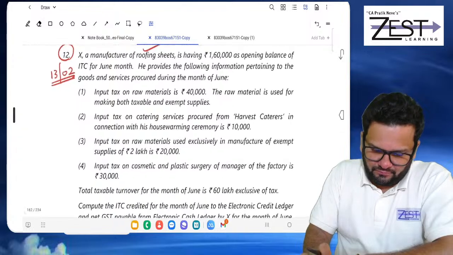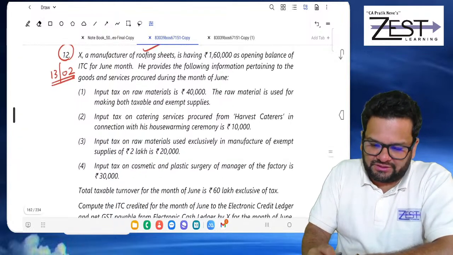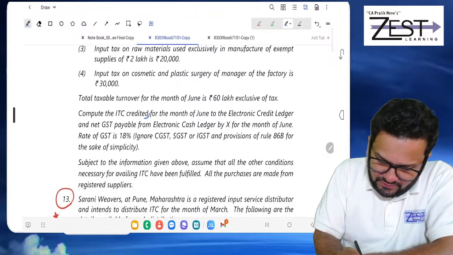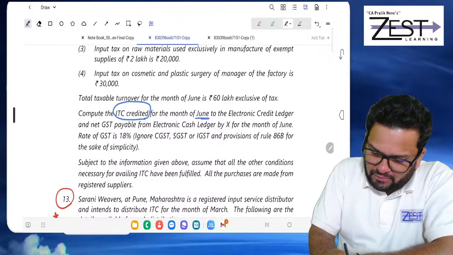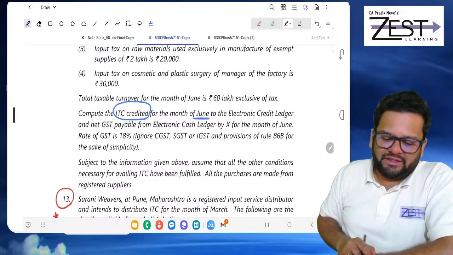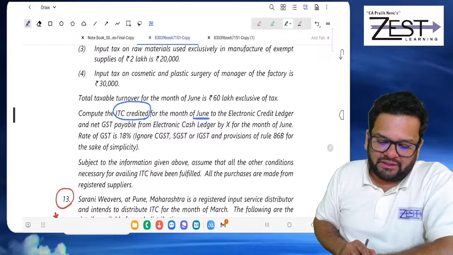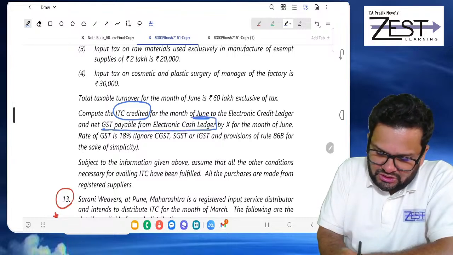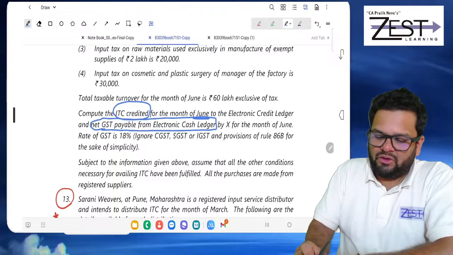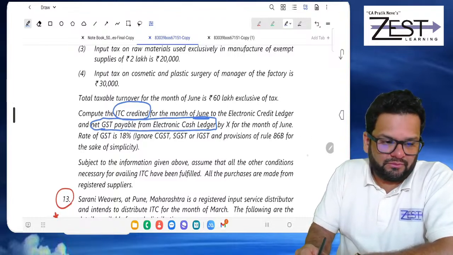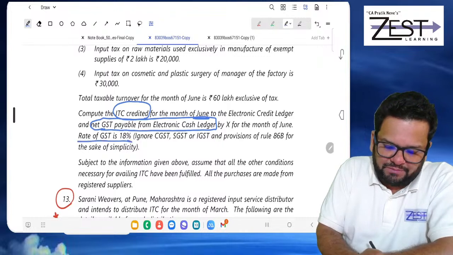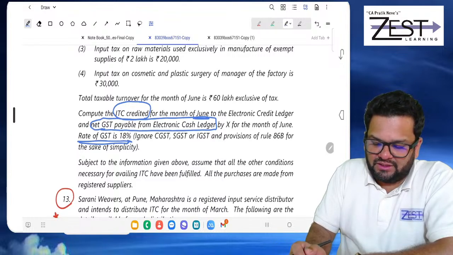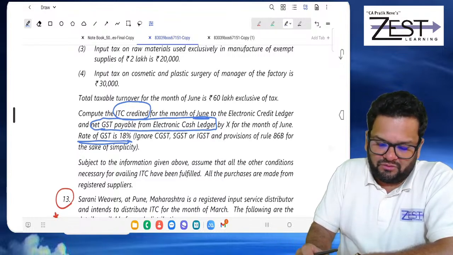X, manufacturer of roofing sheets. But let's see what is the question asked. Compute ITC credited for the month of June to the e-credit ledger and net GST payable from e-cash ledger by X for the month of June. Rate of GST is 18%. Ignore CGST, SGST, IGST and provisions of 86B for the sake of simplicity.